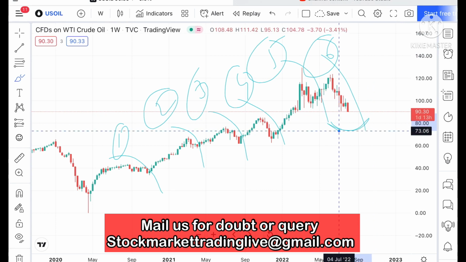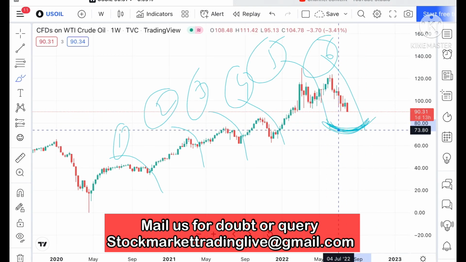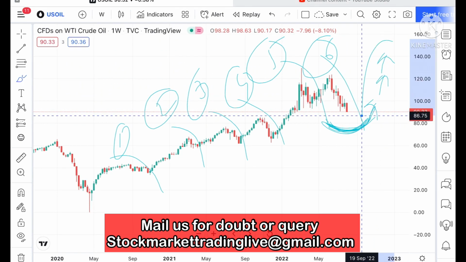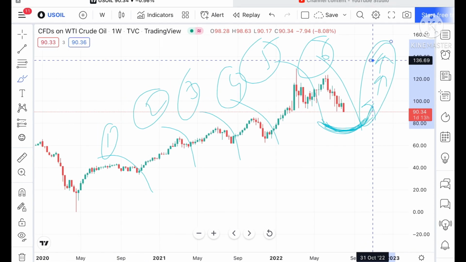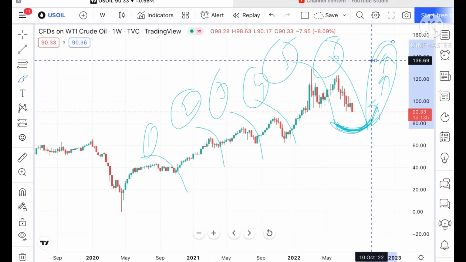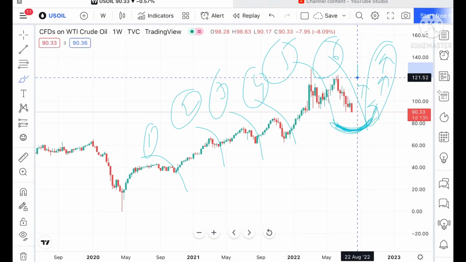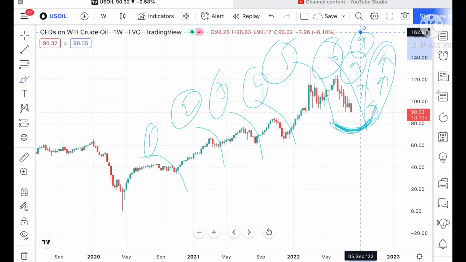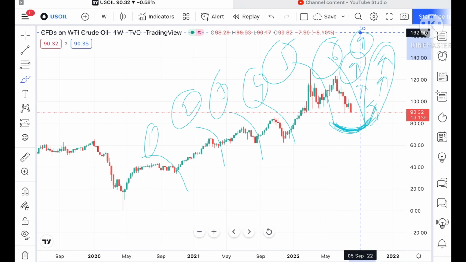If this particular level sustains, or any of the swings we have seen, then the probability will be very high that it can go further upside. You have to understand something looking at this chart: if it sustains above this particular level, it can go further upside, and the probability is high that it can move further high. So what can we see looking at the chart for the next week?